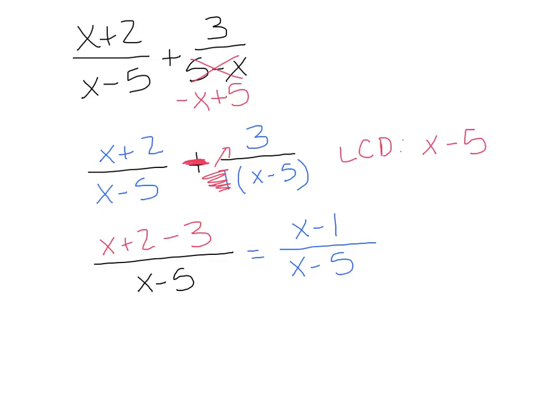Nothing factors any further. Remember, you can only cancel out common factors, not common terms. So I'm done. The addition problem simplifies to be x minus 1 over x minus 5.